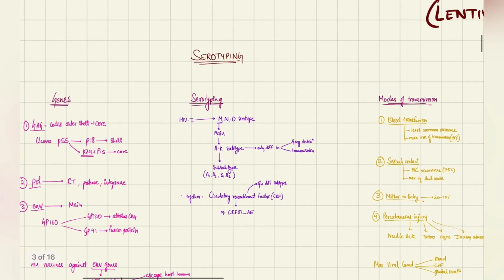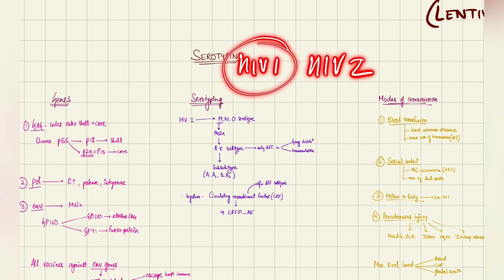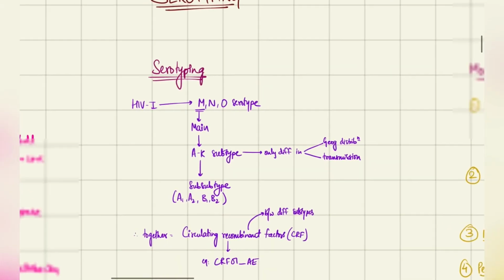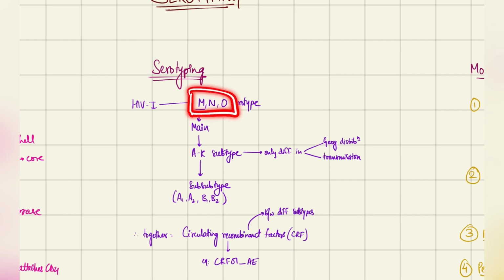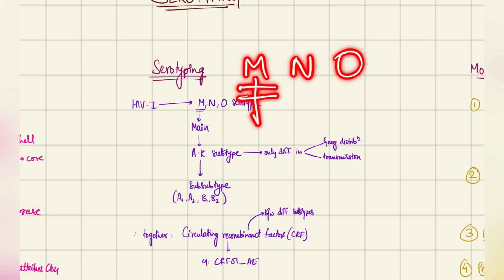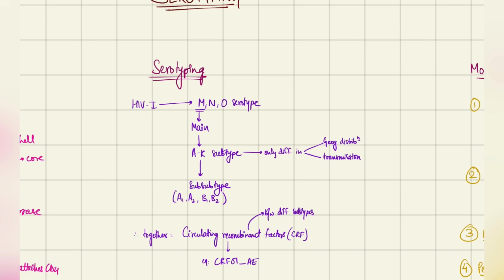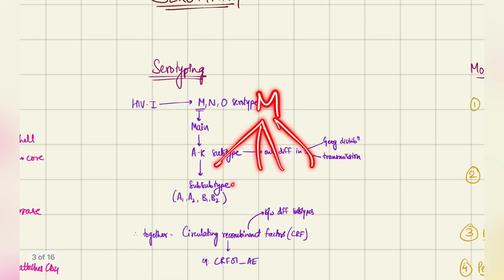Coming to the serotyping, as I said, HIV-1 and HIV-2 are the two forms. Now we'll talk about HIV-1 mainly. HIV-1 has three serotypes, M, N and O. Out of this, M stands for main, so this is the main serotype, and it further has subtypes which are A to K.